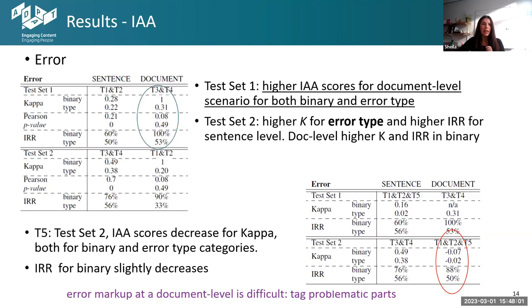So you can see that in the binary, the agreement is one. Like everybody agrees that there was definitely a problem with the translation, but they don't really agree on what type of problem there is. So then therefore the sentence level methodology in that case was a little bit better for that. Sorry. So we saw that the error markup at a document level is very difficult because it's very hard to ask them just to tag a few errors that you saw in the whole text.